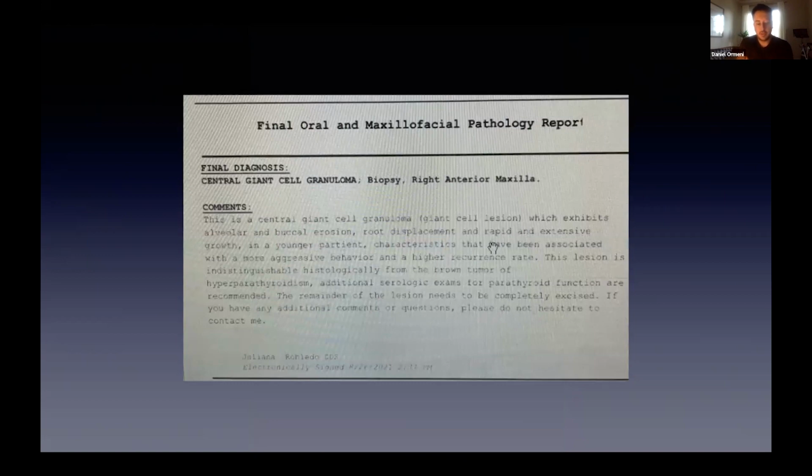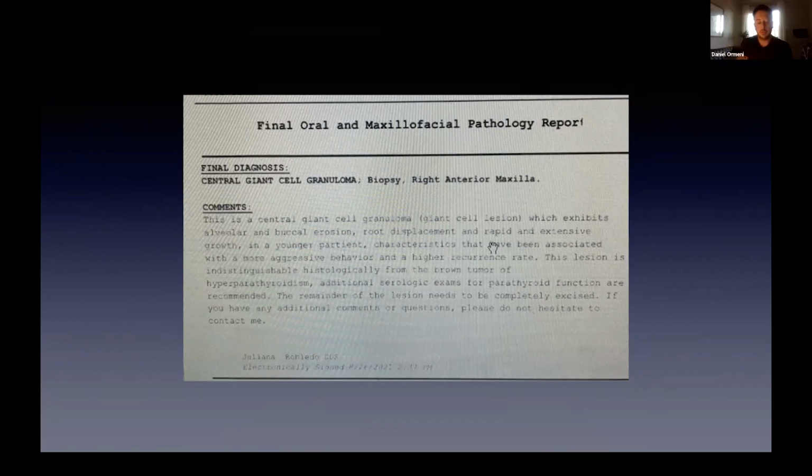Can you tell me, histologically, can you differentiate this from a brown tumor? You cannot. Okay. How can you make sure this is not a brown tumor? You would want to do a parathyroid hormone workup.